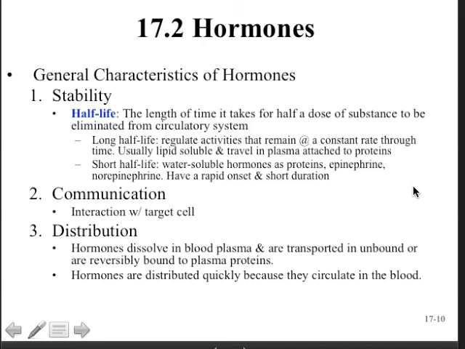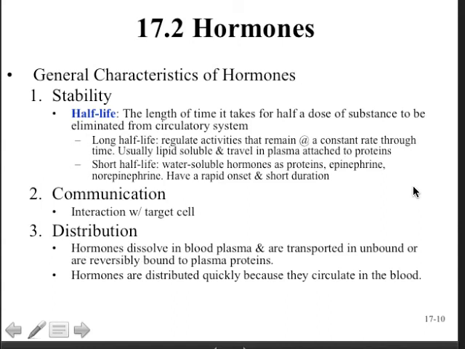Those that have a short half-life are generally water-soluble hormones. These might be amino acids or their derivatives, or even peptides, and they usually have a rapid onset and a very short duration. In addition to that, most of the water-soluble hormones have their receptors on their target tissue on the cell membrane, while it turns out that the hormones that are lipid-soluble actually have receptors on their target tissues that are inside the target cell. Okay, so that's a big difference.